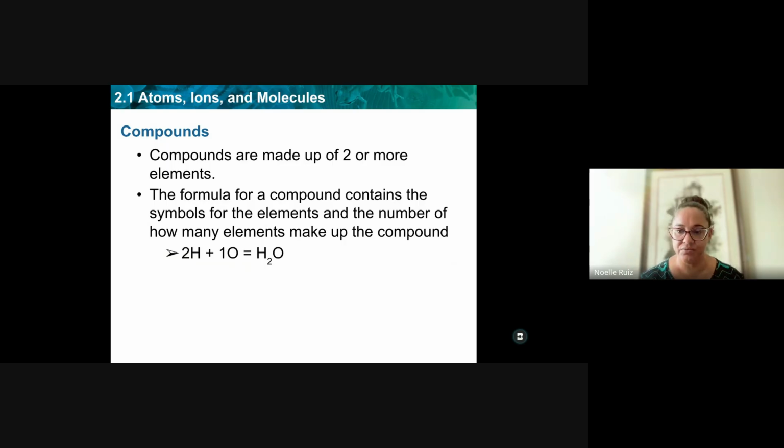What is H2O? Anybody know? It is the simplest, most abundant compound we can think of. It is water. Very good, Nadia. Thank you for listening. Thank you, Millie. Yes, water. So that is the most simple compound.